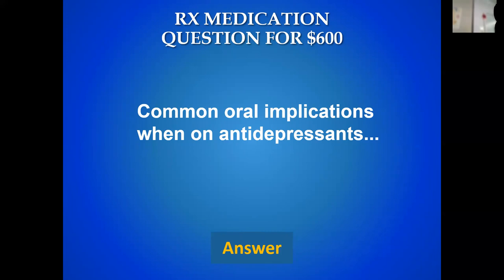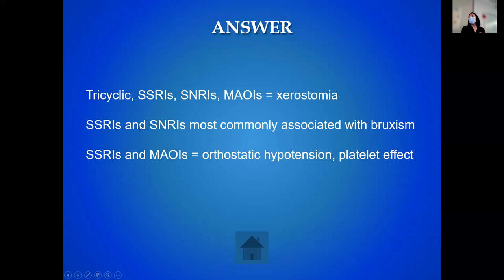Okay, let's see what we got here. So here are the antidepressants, the tricyclics and the SSRIs, and then here's what is typically associated with them. So xerostomia, bruxism, platelet effects for the SSRIs and the MAOIs, and orthostatic hypotension. I think bruxism is probably one that you really want to be sure you are remembering. That was a good one.